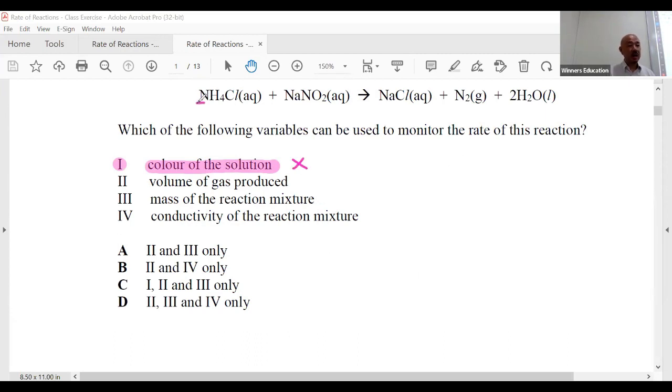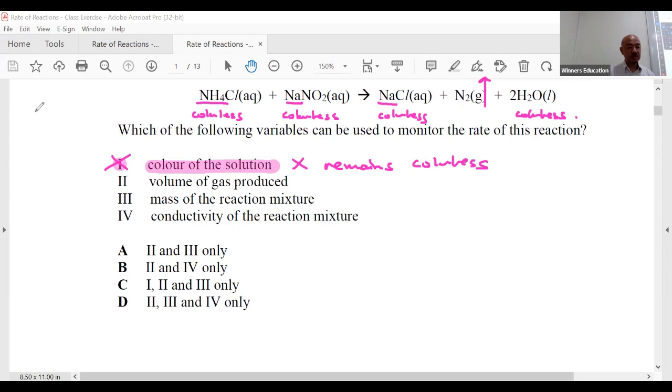They're all colorless. All ammonium salt solutions are colorless. All sodium salt solutions are colorless. The reactants are colorless. At the end, you get a product salt called sodium chloride, which is also colorless. A gas will fly away and it's a colorless gas. You cannot see anything. And water, again, is colorless. So from the start to the end, you look into the beaker or conical flask or whatever container, the color did not change. It remains colorless from start to end. Congratulations, 1 is wrong. Therefore, anything that's 1, you strike it away. That's the first step, the elimination process.